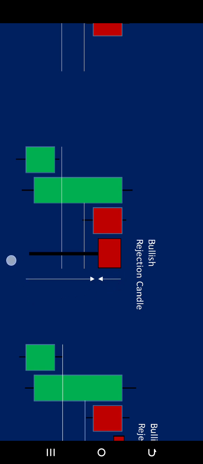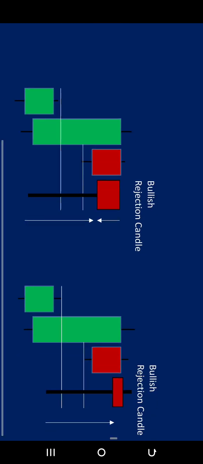No way, because there is a strong rejection here. Can you see how long the wick is? So it means that price will continue upward. Now look at it. The same scenario happens with this too.